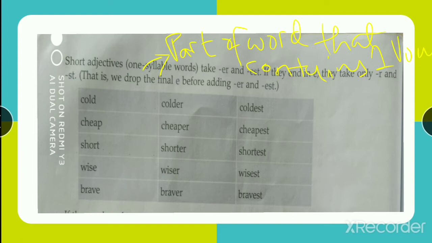Easy topic? Yes. So now it says that when you have one syllable, one vowel sound, then it will take ER and EST with it. If any word is having E at the end, so then you just have to add R or ST. You don't have to make it double E, because one E is already there. So remember one thing, when you have one syllable, it will have ER or EST with it. So is this first box clear to you all? Positive degree cold, comparative degree colder, superlative degree coldest. Clear?